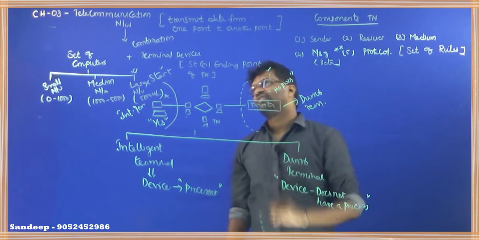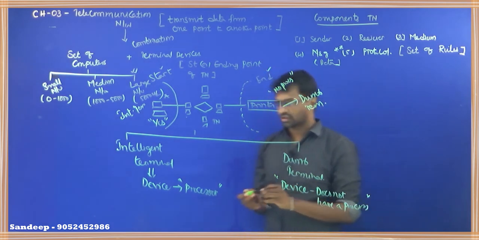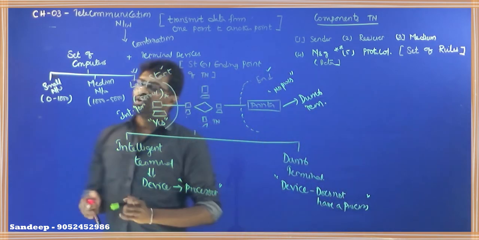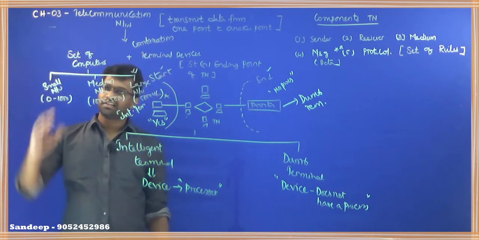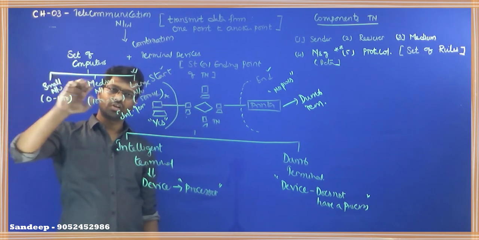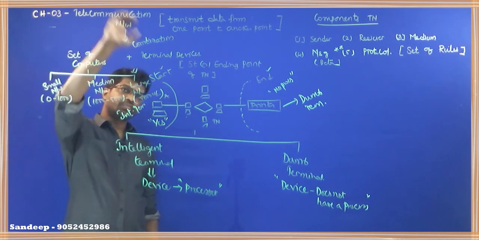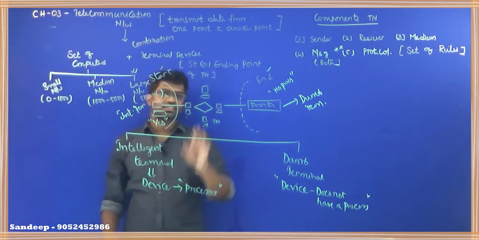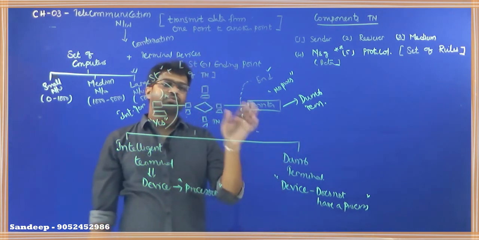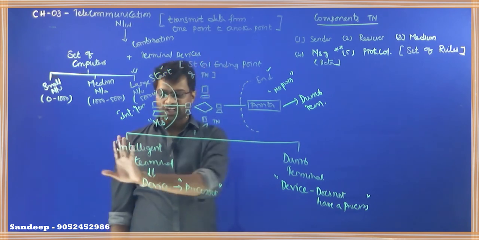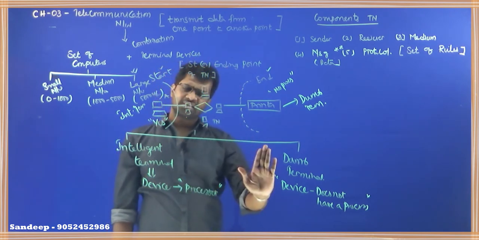So this is about the definition of telecommunication network. What do you mean by telecommunication network? It's a combination of a set of computers and terminal devices, and these sets of computers are further classified into small, medium and large. And what do you mean by terminal device? A terminal device is a starting or an ending point of a telecommunication network. And how many types of terminal devices do we have? We have two types. First one is called an intelligent terminal, second is called a dumb terminal.